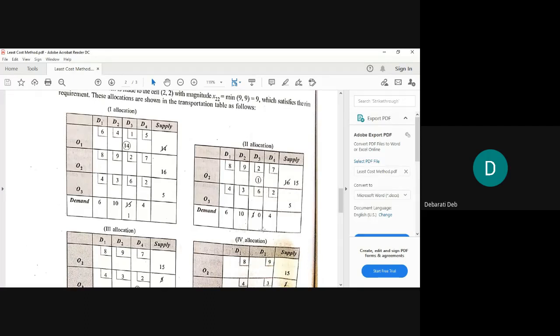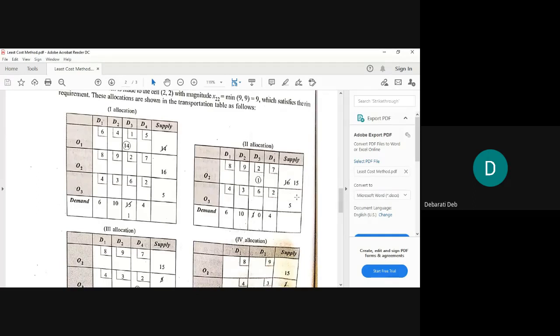Because here only one was there, no? So if we can allocate one, we can delete this column. This is for sure. So anyway, if you select this one also, still you could have deleted. So it doesn't matter which least cost you select. There is no hard and fast rule. So let us select the first one. Let us go with the numbers. So we are selecting O2D3. When we are in O2D3, what do we have to compare?